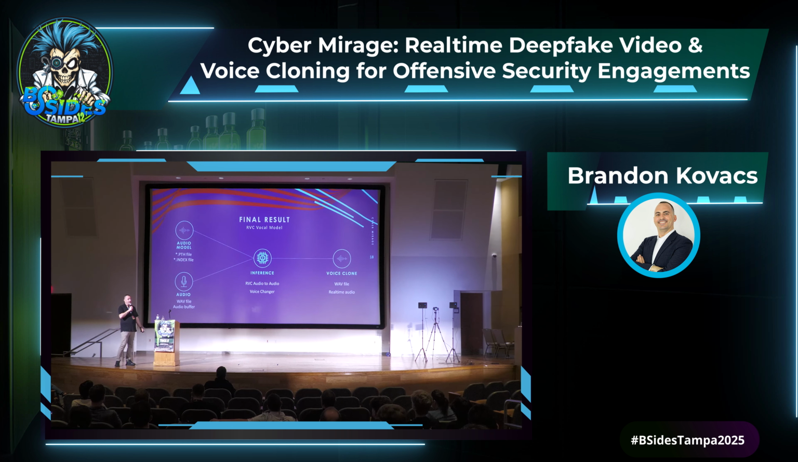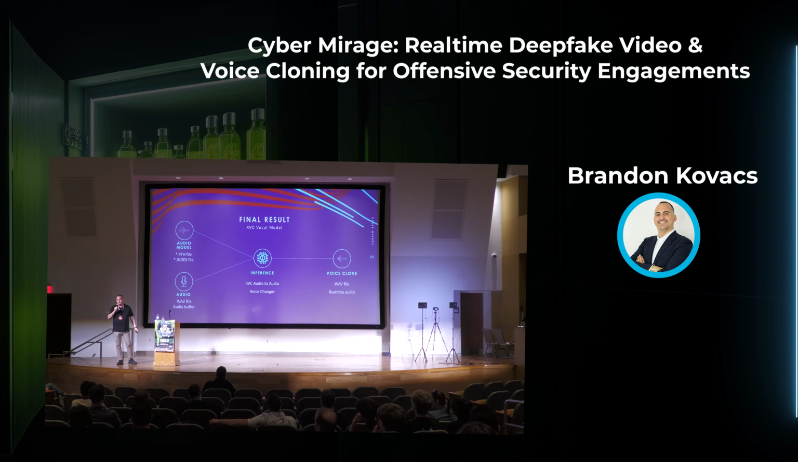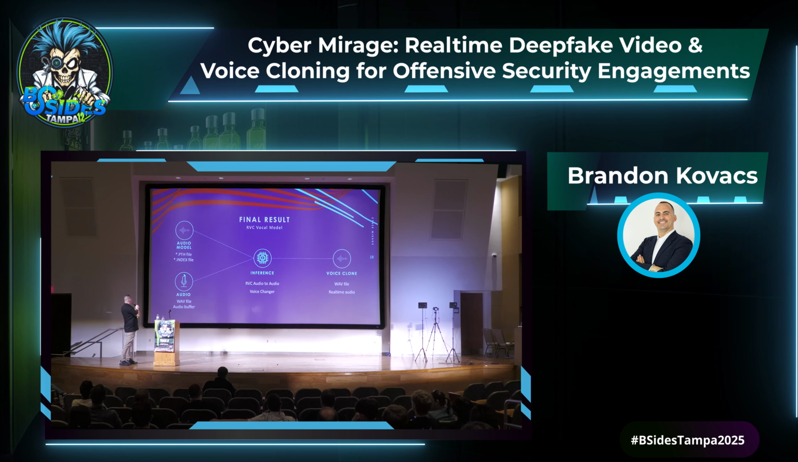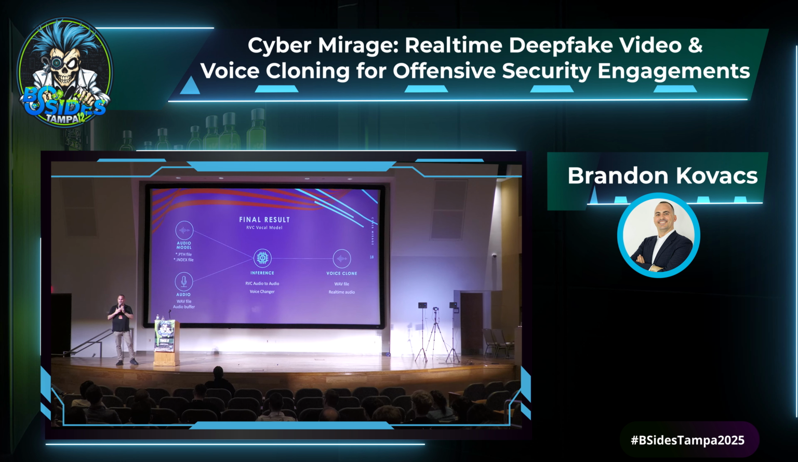Once we have the final result, this will be the trained vocal model, which is represented as a path file, and then the feature index represented as an index file. And then from there, we can use something called the voice changer to inference our model against a WAV file or an audio buffer. So we can do audio to audio conversion of speakers, such as myself, and then have my voice output as whoever the model was trained upon.